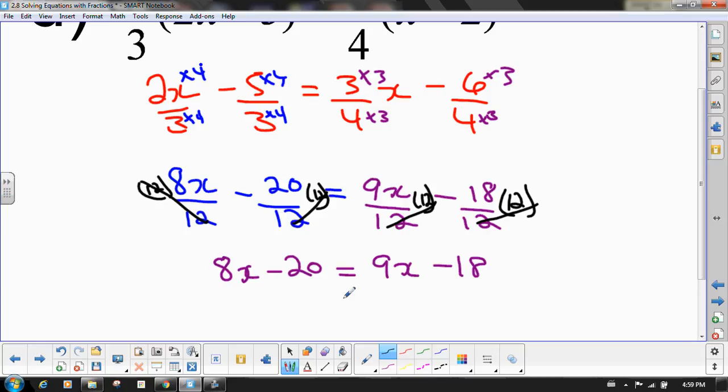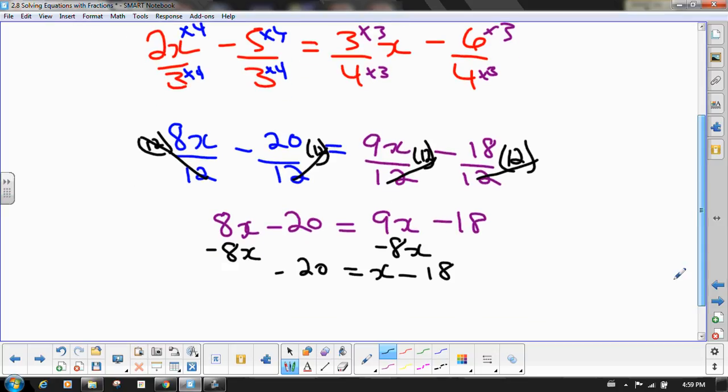So then now we're back. I'm going to subtract 8x from both sides this time because 9 is bigger and I can avoid having to have a negative. So I'm going to have minus 20 equals x minus 18. And then I have one last step. I'm going to add 18. So negative 2 is my answer. So lots of steps, lots of steps.